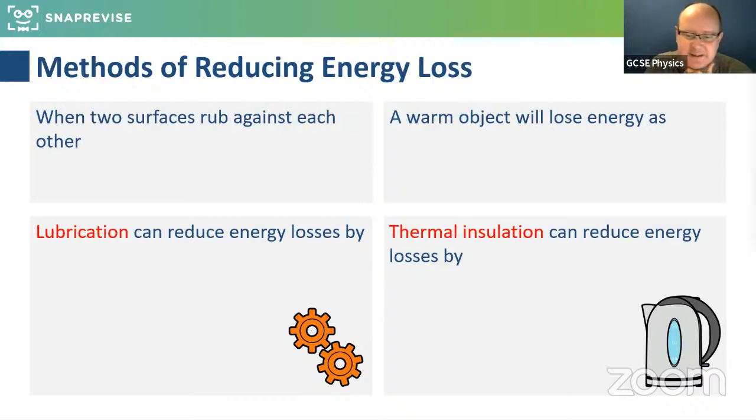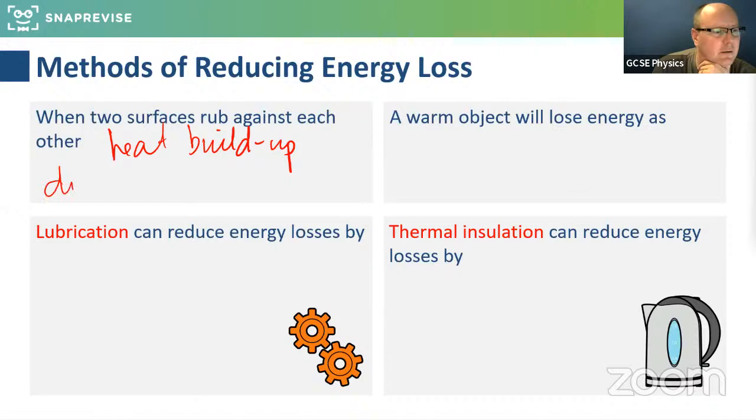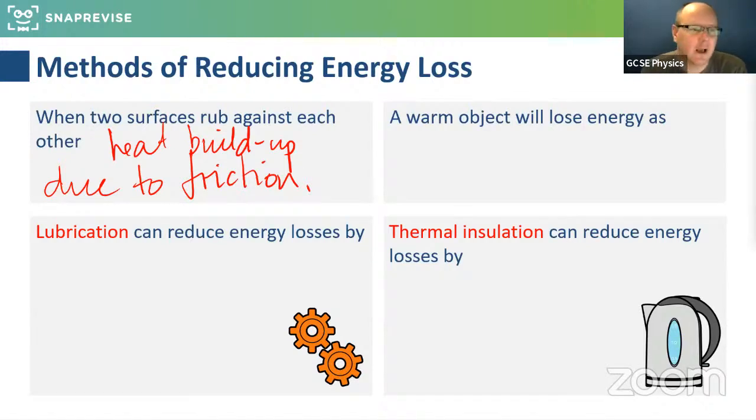Yep, thank you, Thanya. So we're going to get friction. So we're going to get heat build up due to friction. And how can we reduce the energy losses? Well, we can use lubrication. So some kind of fluid, could be water, could be an oil, could be grease, can reduce energy losses. And that's basically by reducing frictional forces.